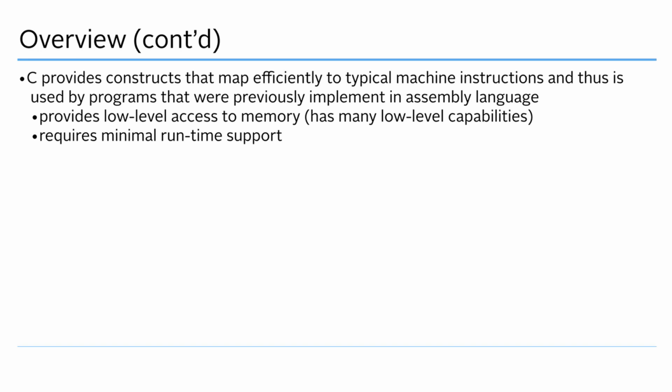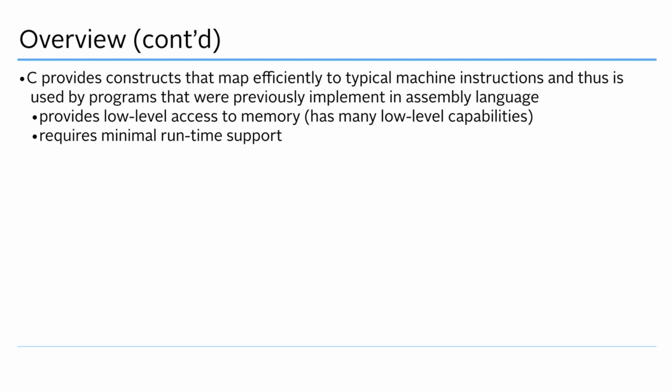C provides constructs that map efficiently to typical machine instructions. So we talked about this idea of a compiler, and machine instructions are at the lowest level. Because this mapping is so easy in C, it's often used by programs that were previously implemented in assembly language. And for this reason, it also is very easy to write operating system or embedded programs, like I mentioned.